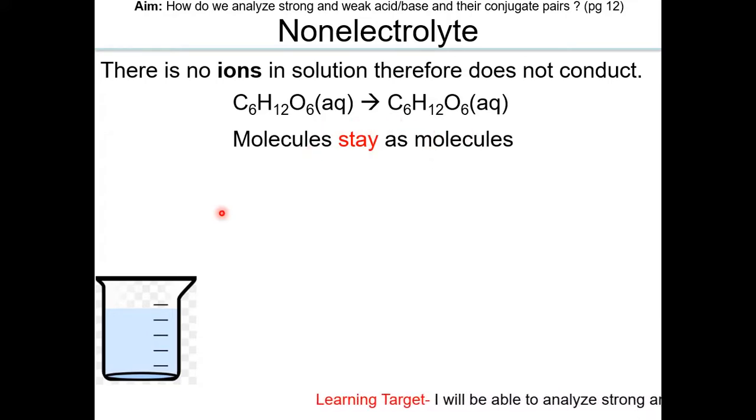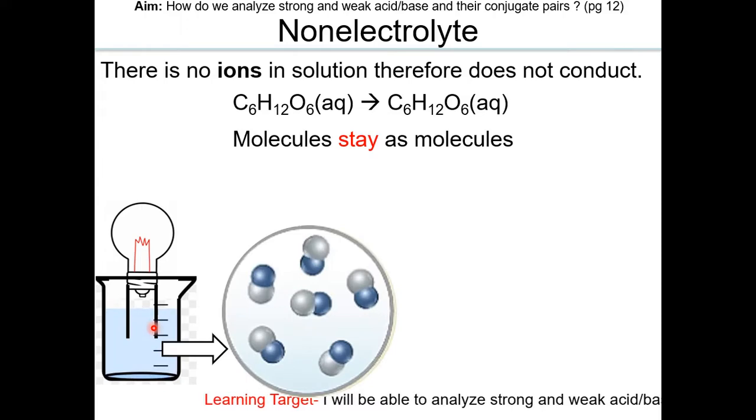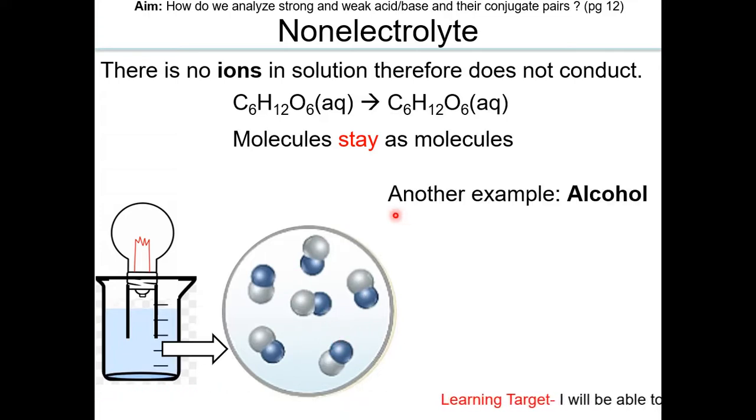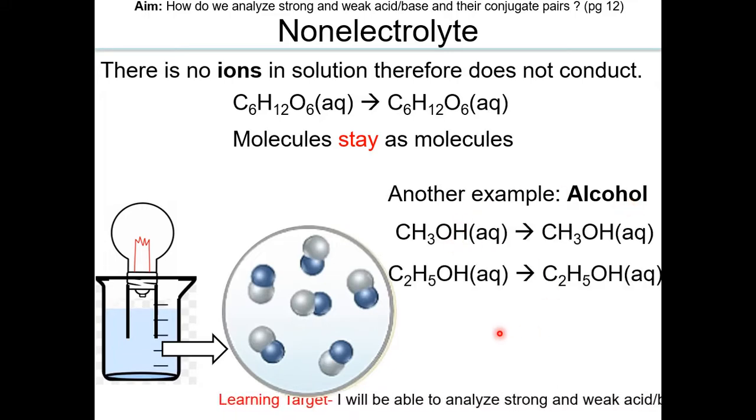If there's a non-electrolyte in this solution, electrical current will not pass through the solution. As you can see, the molecules do not break up into ions. Therefore, electrical current cannot pass through. Another example of non-electrolytes are alcohols. Alcohols are a class of molecules. If you recall from the previous lesson, they are covalent compounds with OH groups. Here are 2 examples, methanol and ethanol.